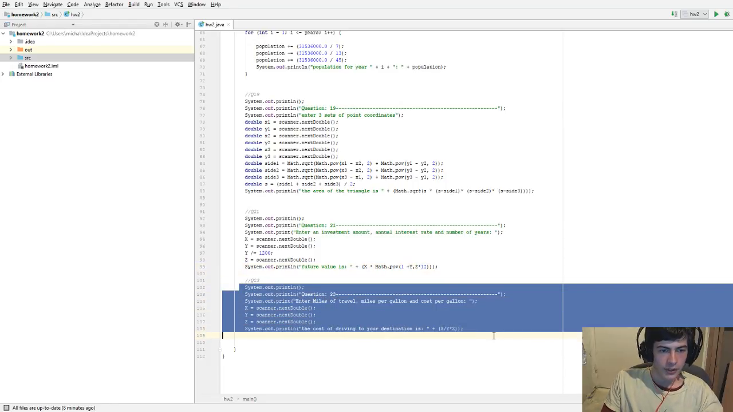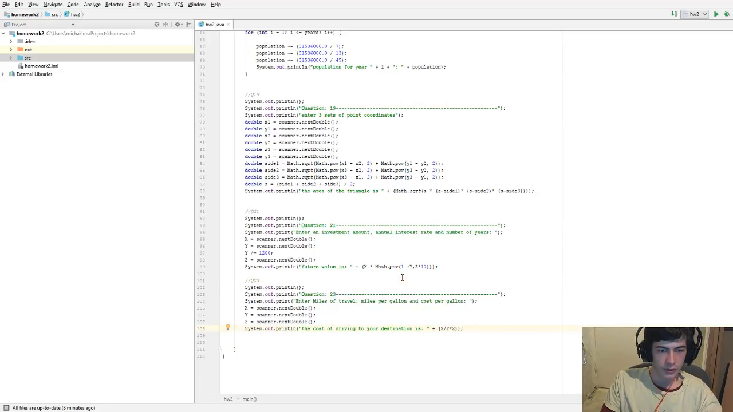And then we have this one, which is much simpler. We just have x divided by y and then times by z, which is the miles of travel being x, the miles per gallon being y, and the cost being z, so that the gallons we use up traveling are multiplied by the cost to get the cost of travel.